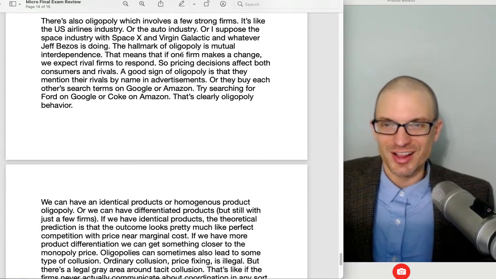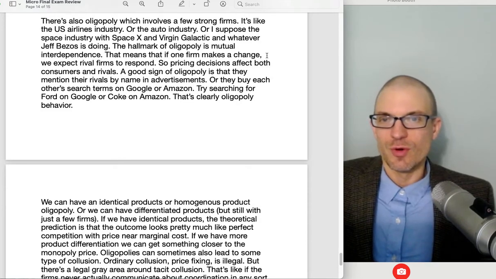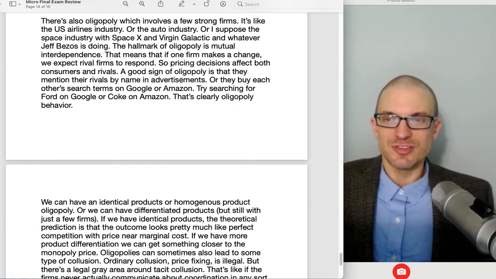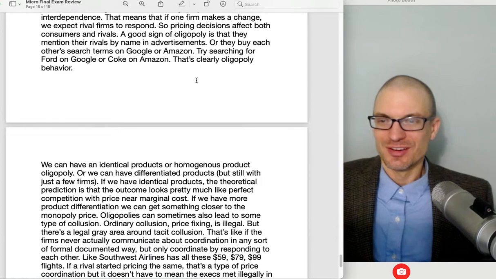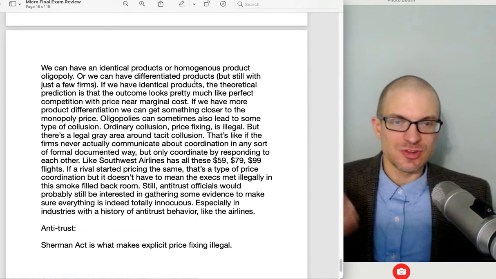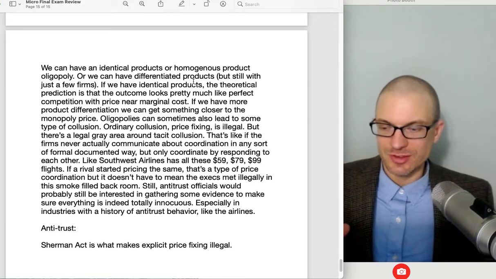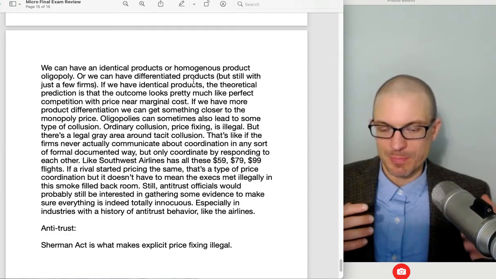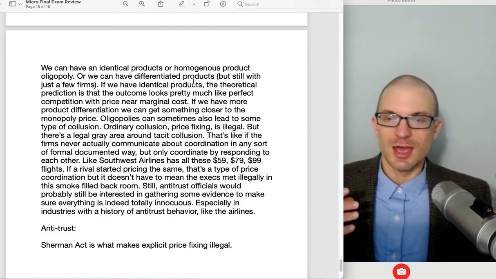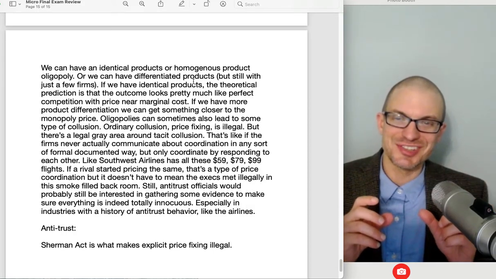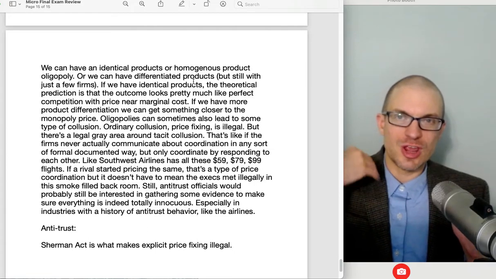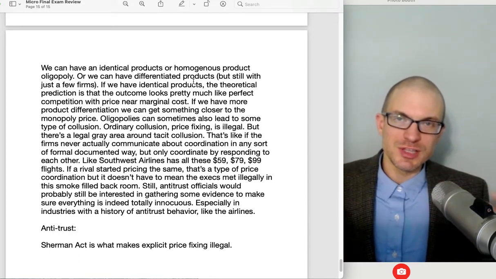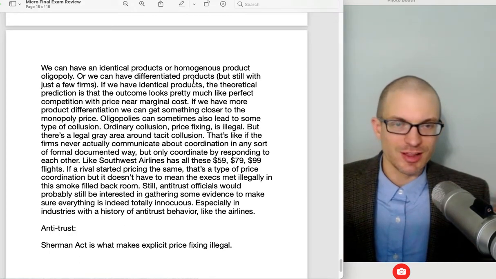All right, so the hallmark of oligopoly, though, is mutual interdependence, right? So if one firm makes a change, the rival firms are going to respond and consumers respond. So a good sign of an oligopoly is they mention their rivals by name in advertisements, right? And then their pricing decisions are going to be made realizing that there's a strong cross-price elasticity. Cross-price elasticity is going to be positive when firms are substitutes. Cross-price elasticity is measuring the percentage change in quantity of good A for a given percentage change in the price of good B. There's probably a relatively large and positive cross-price elasticity when we have oligopoly.